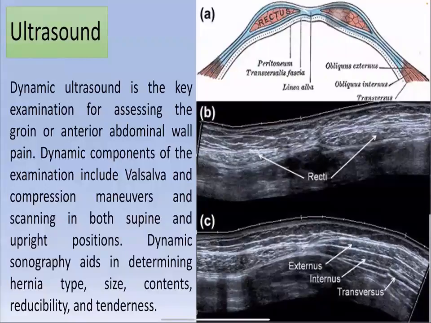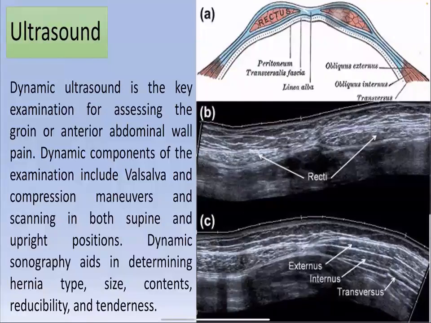The second investigation is ultrasound. Dynamic ultrasound is the key examination for assessing groin or anterior abdominal wall pain. Dynamic components of examination include Valsalva and compression maneuver, and scanning in both supine and upright position. Dynamic sonography aids in determining hernia type, size, content, reducibility, and tenderness.